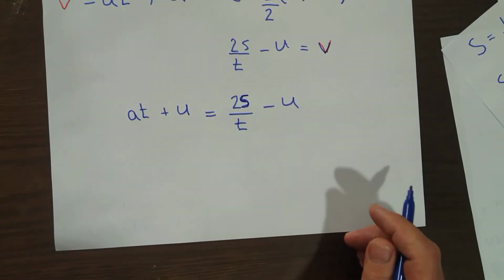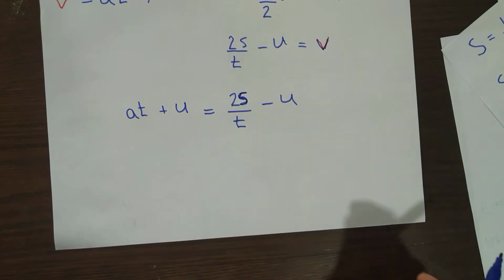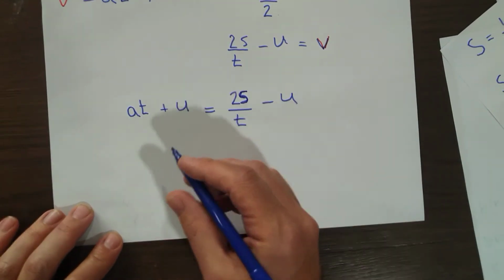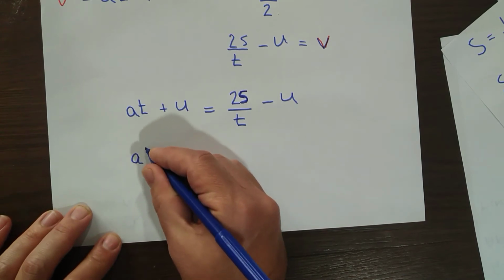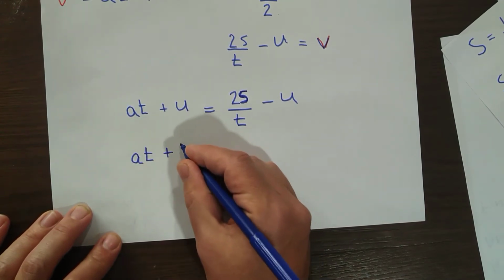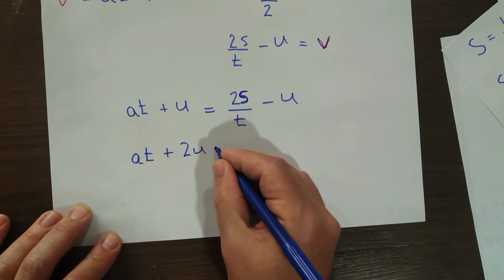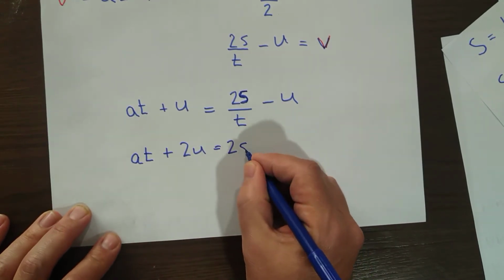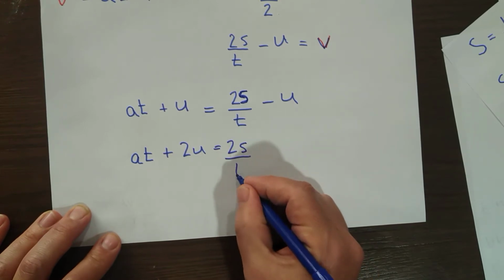I know it looks like a 5, and that's why I don't like using s as a variable, but it's what we've got. So I'm going to go ahead and add the u to both sides. So I've got at plus 2u is equal to 2s over t.